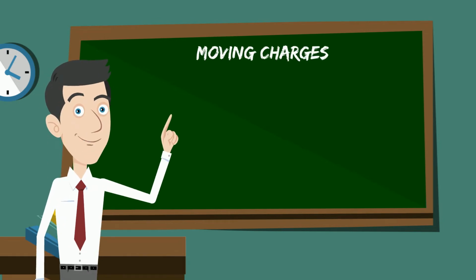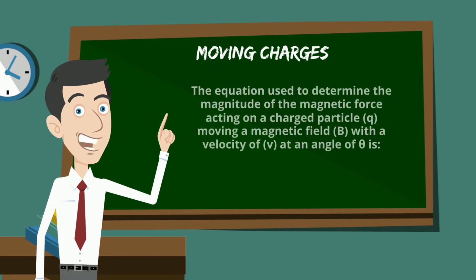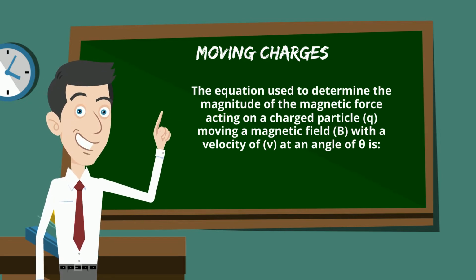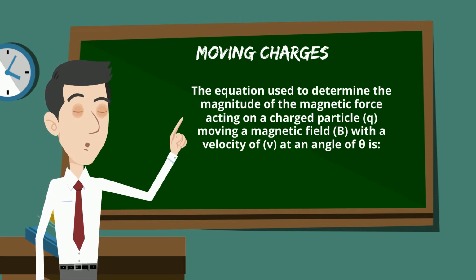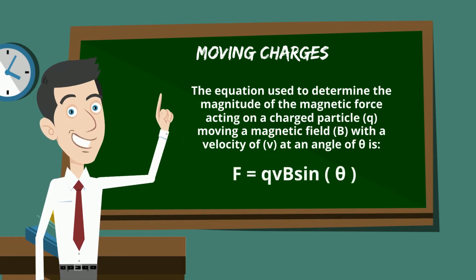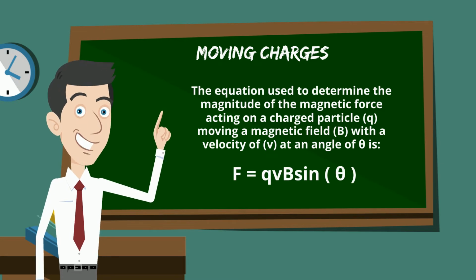So, mathematically, the equation that is used to determine the magnitude of the magnetic force acting on a charged particle, Q, moving in a magnetic field, B, with a velocity of V at an angle of theta is F equals Q V B sine theta.